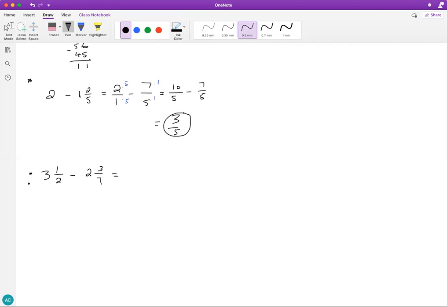Okay, so let me try to do this one again quickly. First, we need to convert both of these into fractions. So 3 times 2 plus 1, that's 7 over 2, minus 2 times 7, that's 14, plus 3 will be 17, and bring over the same denominator.